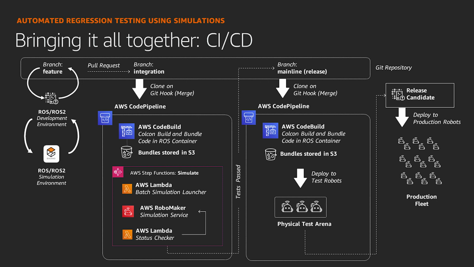The first step is to run colcon build and bundle commands to create our new ROS application software bundle. After that is complete, CodeBuild will upload the build artifacts, that tarball, to S3. With the latest bundle in S3, the final step in the CodePipeline is to trigger the Step Functions workflow from the previous slide. If all tests pass, we can safely integrate our code with the latest release branch and run the application in physical testing arenas before producing a release candidate to deploy our code ultimately to our production robots.